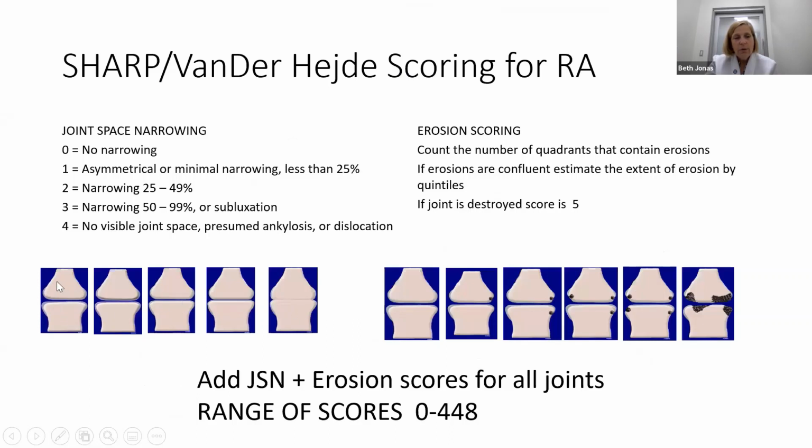So a 0 joint space narrowing is normal joint space. A 4 would be completely, no cartilage there. And erosion scoring, again, no erosion here. And then this would be a 5. There's multiple erosions on multiple sides of the joint. You add the joint space narrowing and the erosion score together, and the range of scores goes up to 448. Again, we don't use this in our clinical practice as much as we do in our research practice.